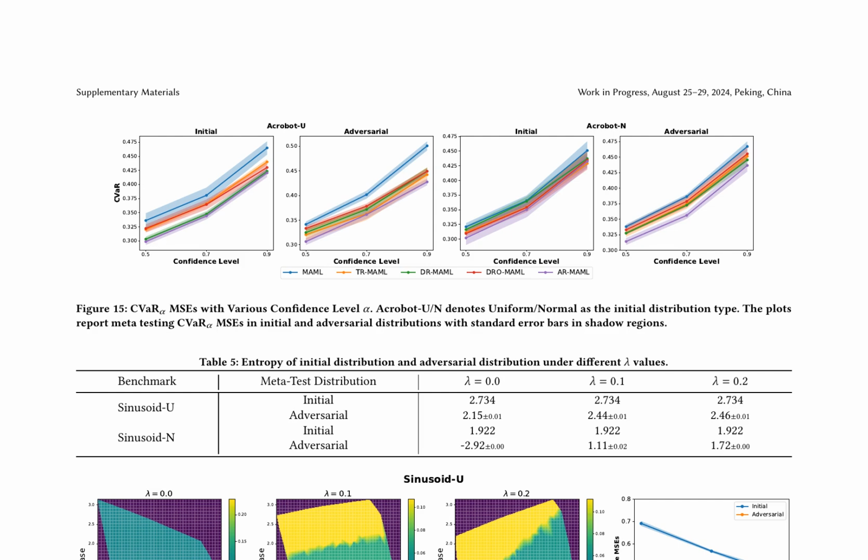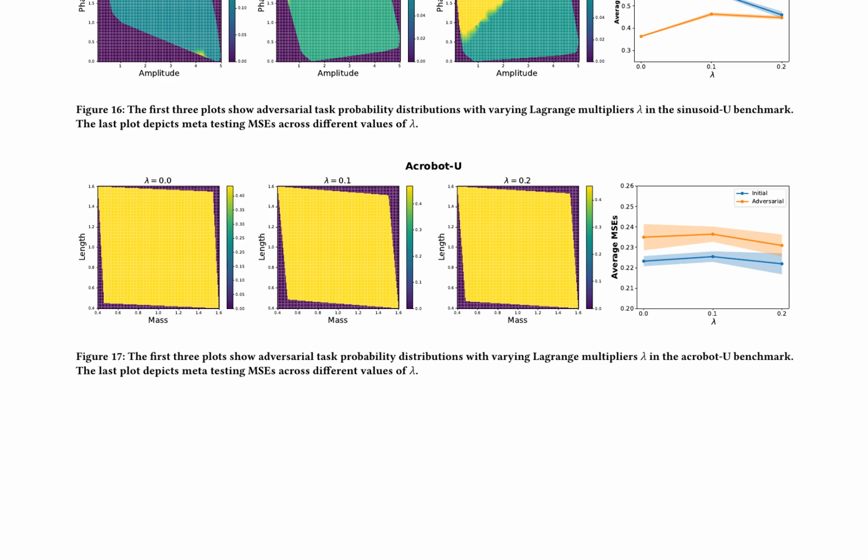Table 5 presents entropy values for initial and adversarial distributions under different lambda values. The data suggests that as the confidence level increases, the MSEs decrease, indicating improved performance. Moreover, the plots in figures 16 and 17 demonstrate the effect of varying Lagrange multipliers lambda on task probability distributions and meta-testing MSEs. This work significantly contributes to the understanding of robustness in machine learning under uncertainty, with implications for future research in this area.